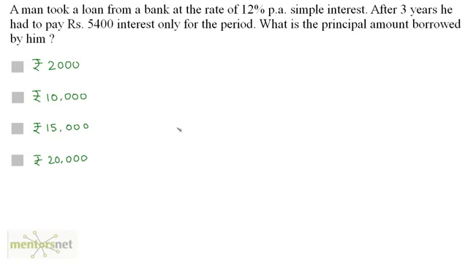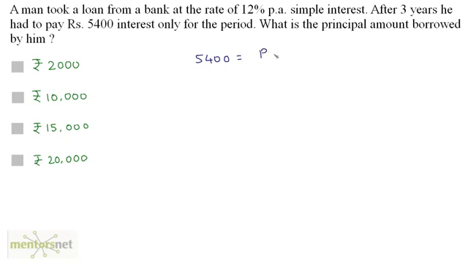A man took a loan from a bank at the rate of 12% per annum simple interest. After 3 years he had to pay rupees 5,400 interest only for the period. What is the principal amount borrowed by him? So you have been given the interest, that's 5,400. So 5,400 is equal to PNR upon 100. The principal amount is what we have to find.